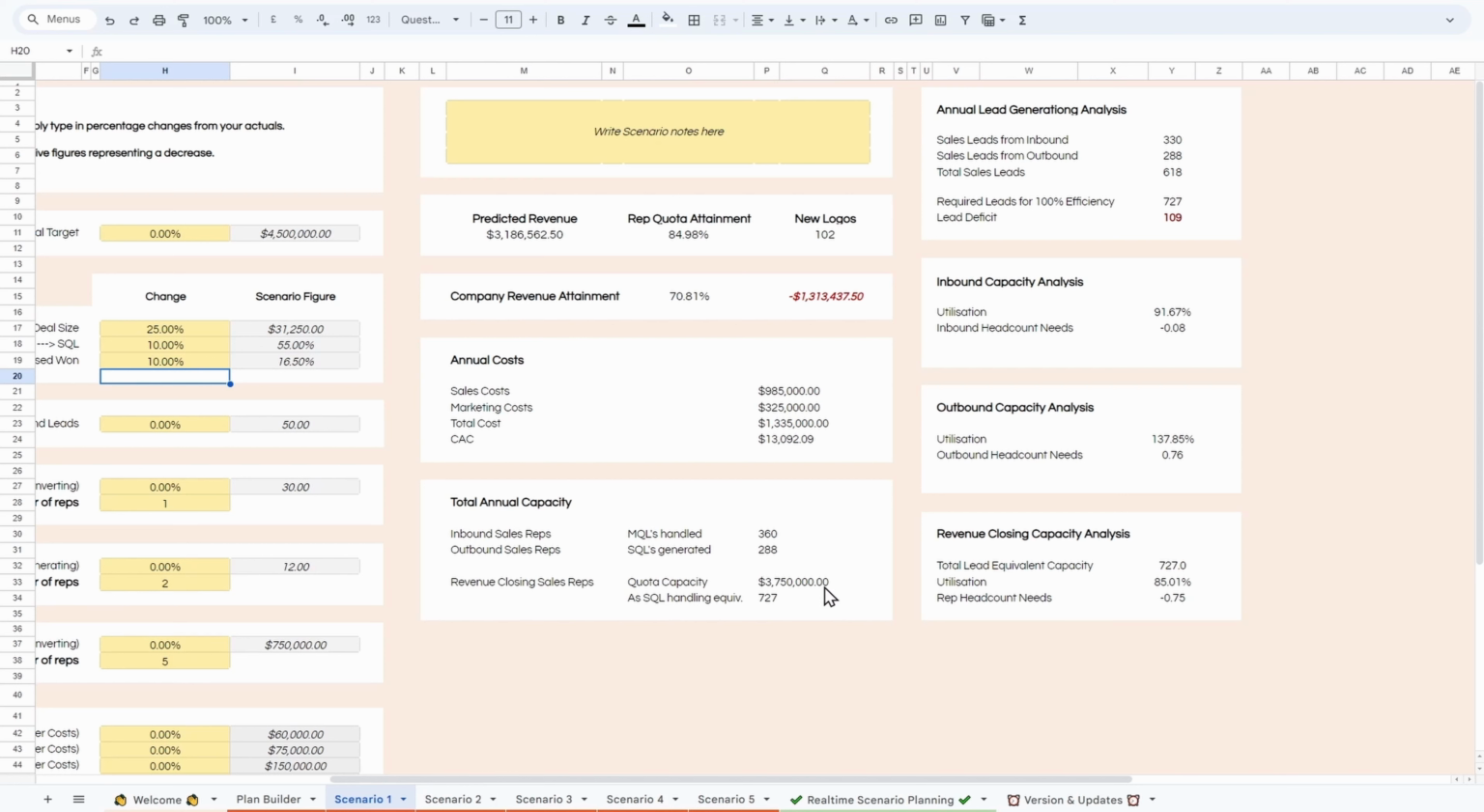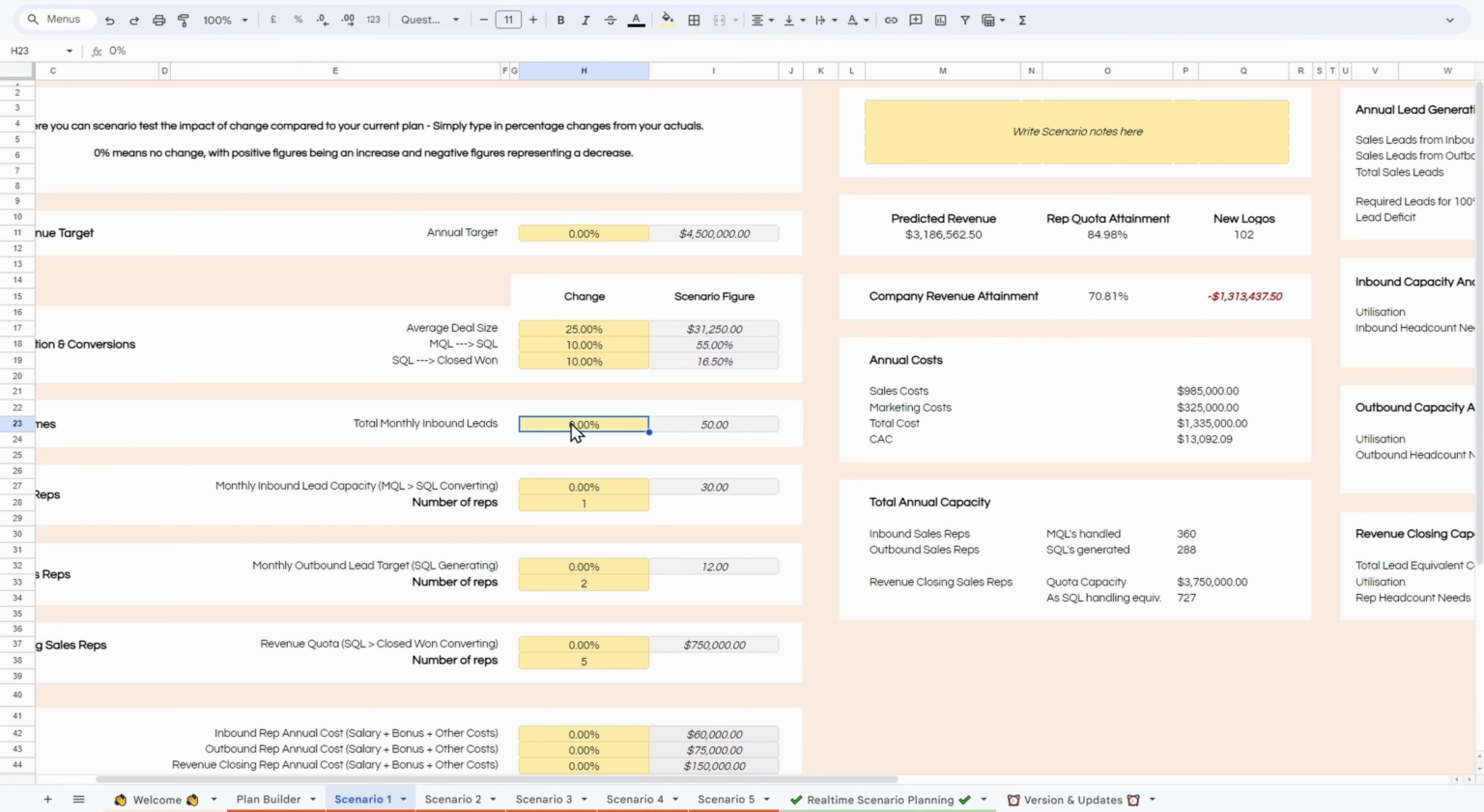And I can also see from the quota capacity how many SQLs that means that my reps are able to handle. I then take that and I can look at the actual lead generation, and I can see that the sales reps, they get 330 leads from inbound, 288 from outbound, and that means that they get a total of 618. That means they have a deficit of 109, which is why they're at 84% or 85%. I can also see my inbound capacity in that they have a utilization of 91%.